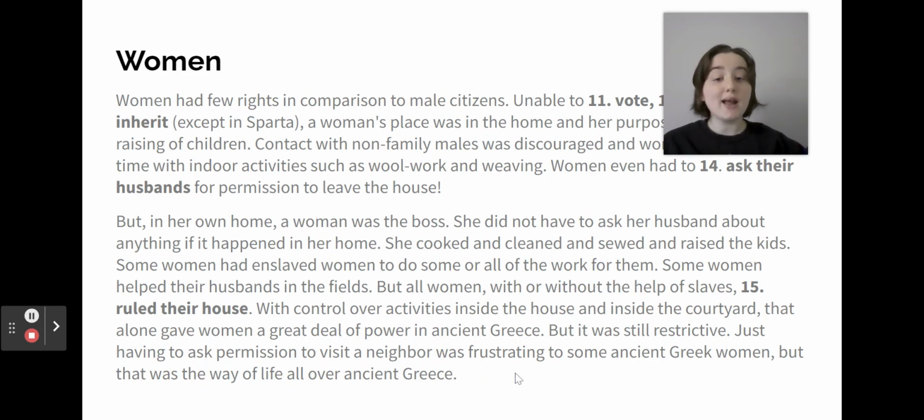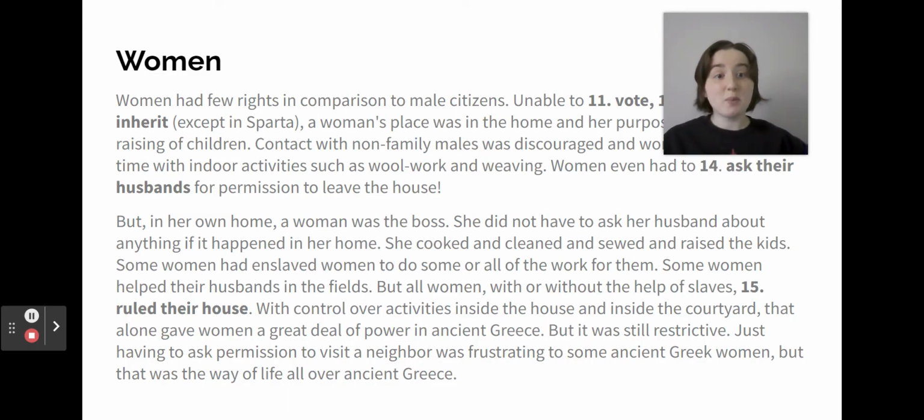With control over activities inside the house and inside the courtyard, that alone gave women a great deal of power in ancient Greece. But it was still restrictive. Just having to ask for permission to visit a neighbor was frustrating to some ancient Greek women, but that was the way of life all over ancient Greece.